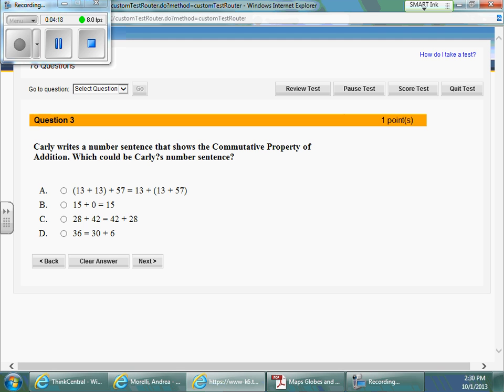So which of these choices shows the commutative property, in which the order of the addends, the numbers we're adding together, is not going to change the sum? So that means the two amounts are going to be equal. Brianna? C is correct.